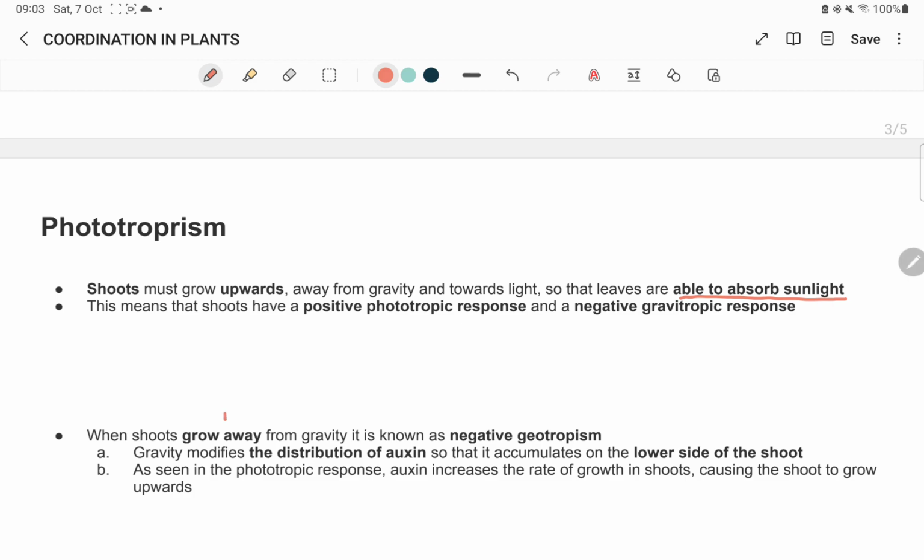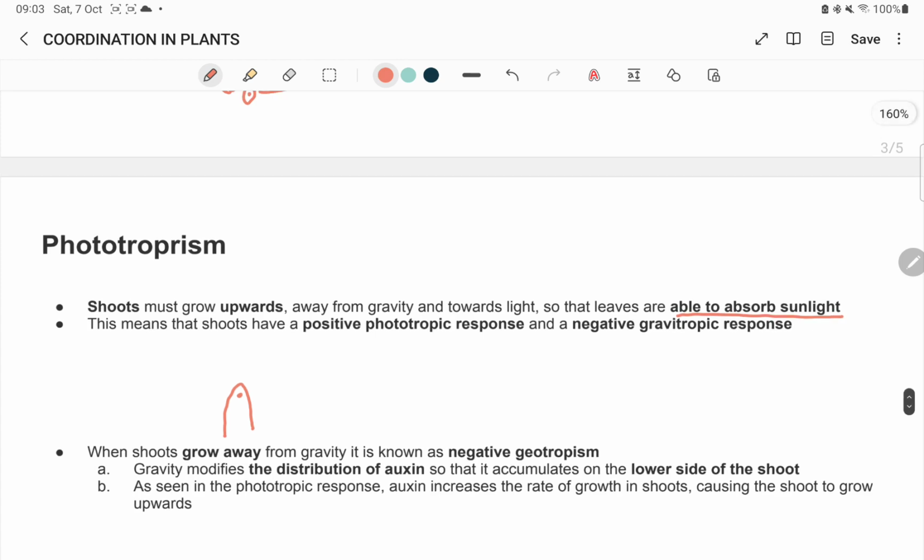So that means if we have our shoot, this is a tip, and we have auxins being produced, they lead to the elongation and the growth of the shoot. If light is coming from all directions, then the shoot will grow straight up. Now, in a situation where there's light only coming from one direction, let's say that is the direction that we have light coming from, auxins are what we call light shy. They move away from the light.